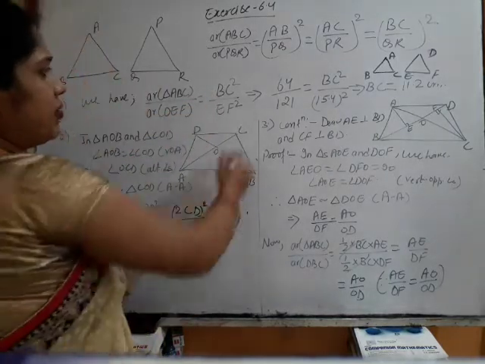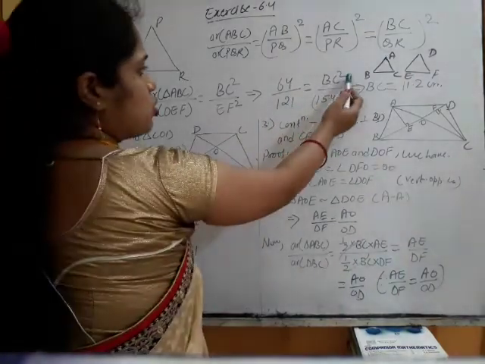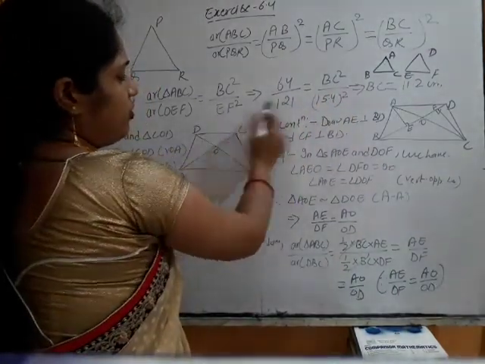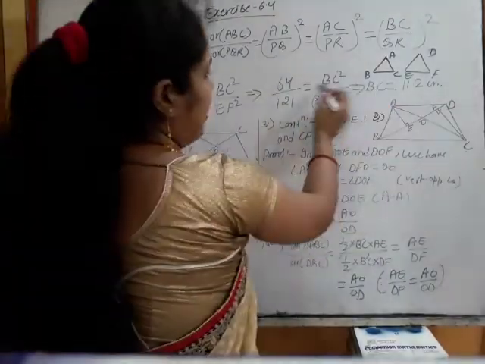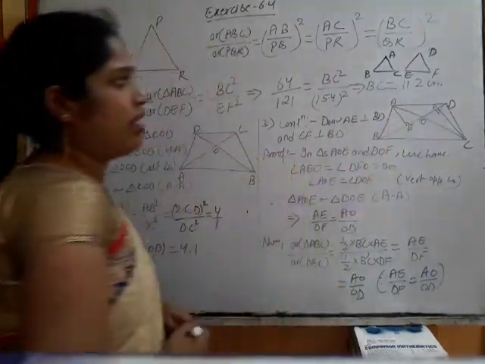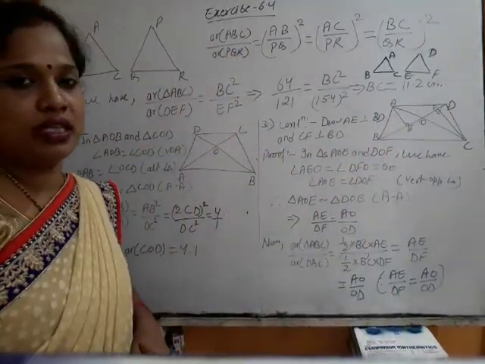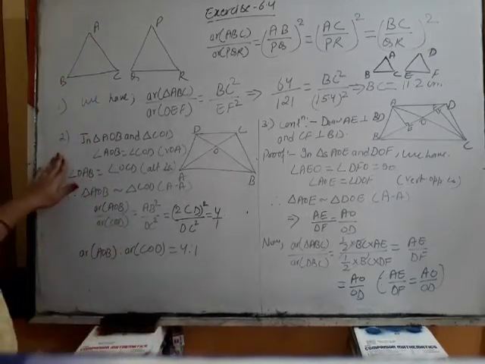Both the areas are given, 64 cm square and 121 cm square, and then BC square we have to find. We will put the value of EF here, that is 15.4 given in the question, and finally by cross multiplication and taking square root we will get the value of BC as 11.2 centimeters. Very simple it is. Now let us move on to the next question.